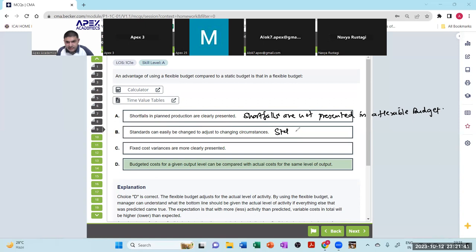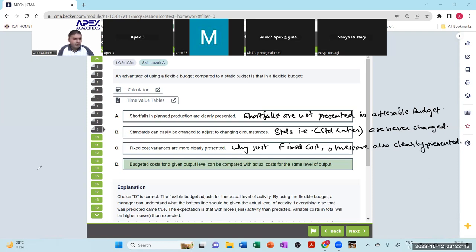Standards are never changed. Standards, that is, standard rates, are never changed. Fixed cost, why just fixed cost? I remember saying this point there also. Why just fixed cost? Others are also presented. Agreed or disagreed? Yes or no?